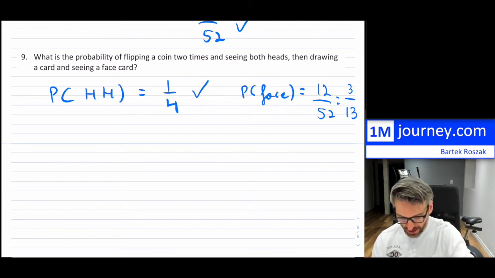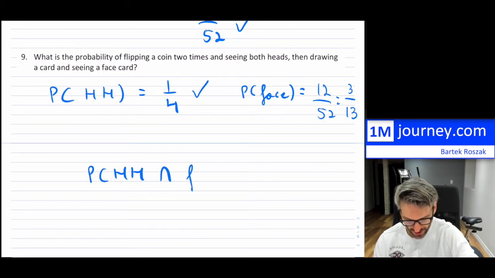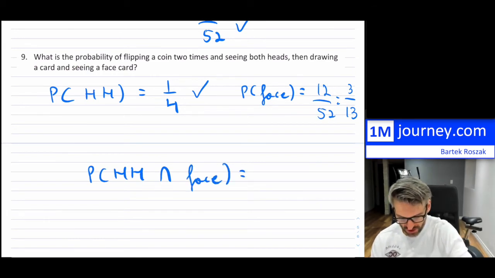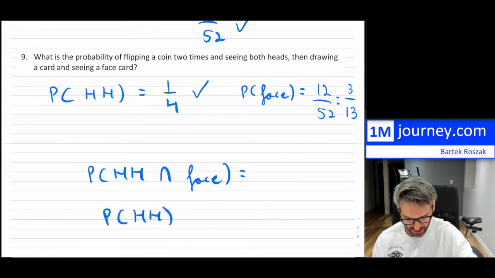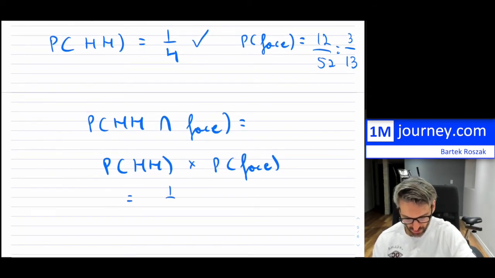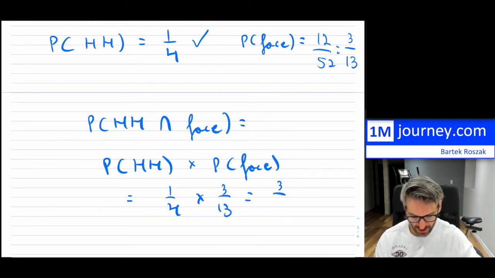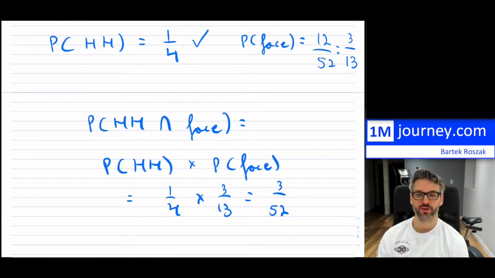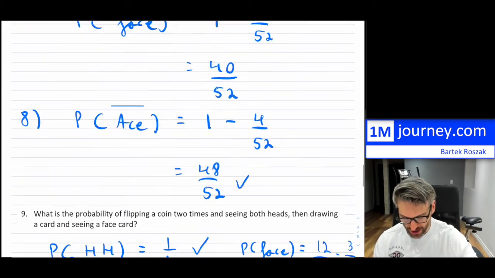Now, the probability of heads and, okay, then seeing a face card, right? So this is just equal to the probability of heads, these are independent events, multiplied by the probability of seeing a face card. So what does this equal? 1/4 multiplied by 3/13. And this is 3, and then 4 times 13 is 52, and that's your answer. That's what you would have. You can change that if you like to percent. So that was question 9.